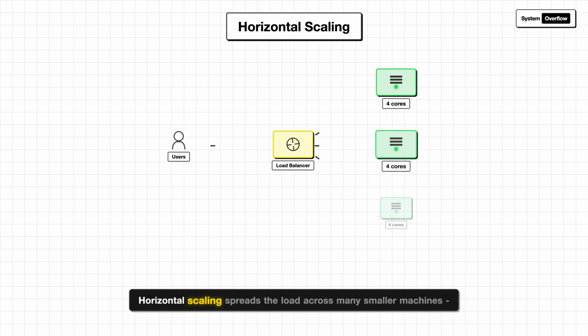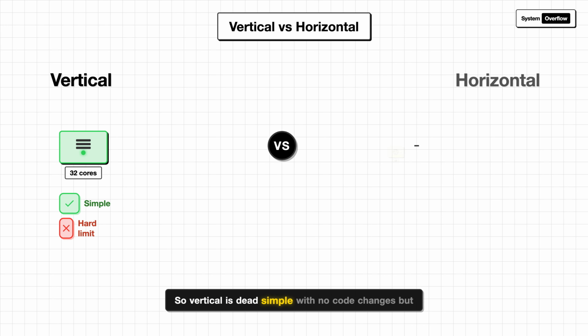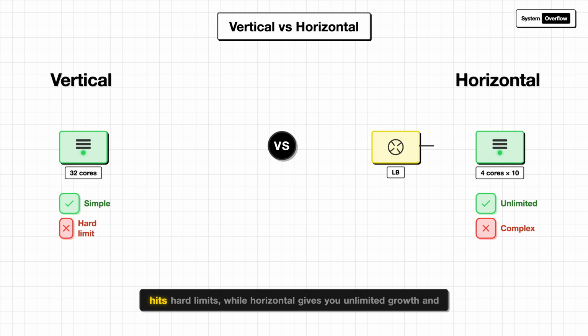Horizontal scaling spreads the load across many smaller machines. Instead of one 32-core server, you run 10 4-core servers behind a load balancer. And when you need more capacity, you just add another server to the pool. So vertical is dead simple with no code changes, but hits hard limits, while horizontal gives you unlimited growth and high availability, but forces you to solve distribution problems like session management and data partitioning.